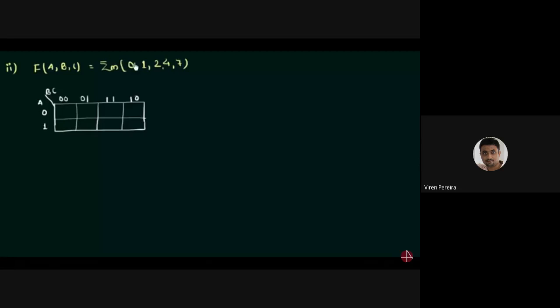So let's see. For M0, this is 0 representing the M0, the value is true, so 1 is here. For 1 it's true, so 1 is here. For 2 it's true. For 3 it's not. And generally we don't write 0 because it makes our map messy. That's why we just write 1. For 4, yes, it is true. For 5 it's not. For 6 it's not. For 7 it is.